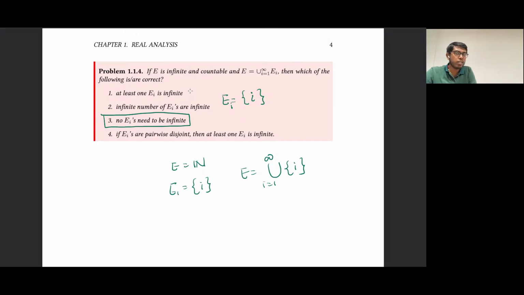But is at least one E_i infinite? No. Infinitely many E_i? No. If the E_i are pairwise disjoint? No. So this option is correct. Okay, so this was also an easy problem, and I guess this was also asked in some CSIR NET. I don't remember the year.